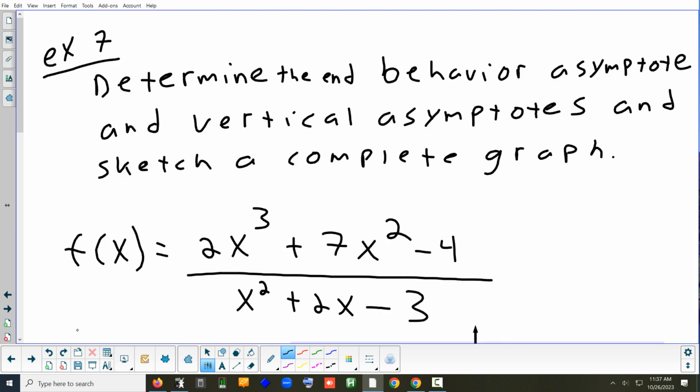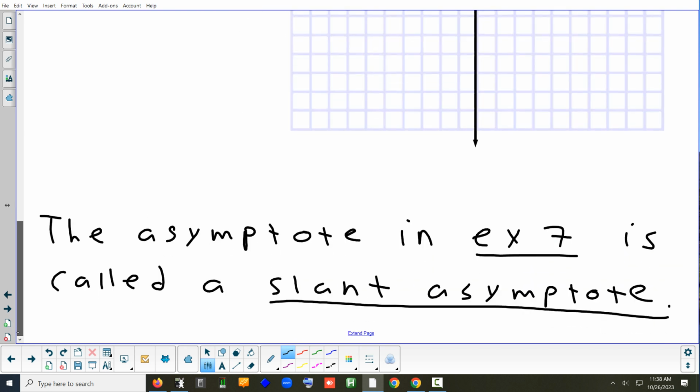All right. What's the degree in the top here? 3rd degree. And the degree in the bottom? 2nd degree. That's a difference of how much? 1. It's only a difference of 1. So the top is still bigger, so you're not going to get a horizontal. But you're also not going to get a quadratic because it's not a difference of 2. A degree 1 is like y equals mx plus b. It's a step up from a horizontal line. It's a slanted line. And when we find the asymptote in this problem, it's going to be called a slant asymptote.